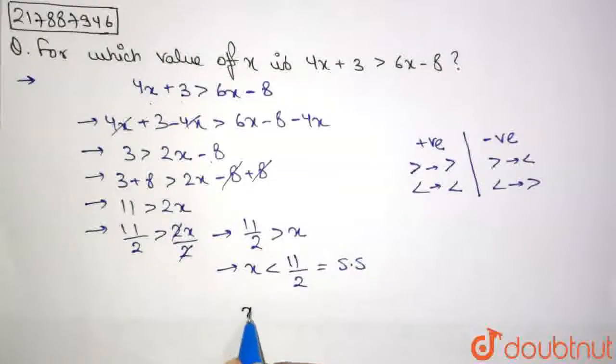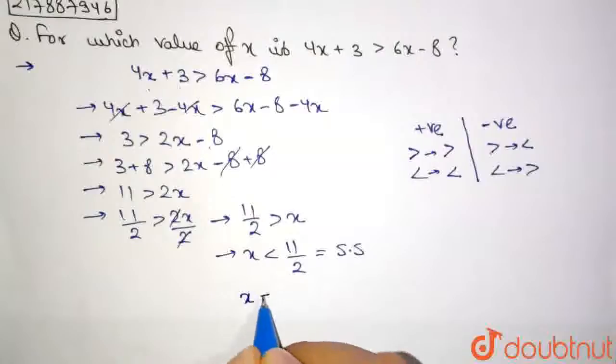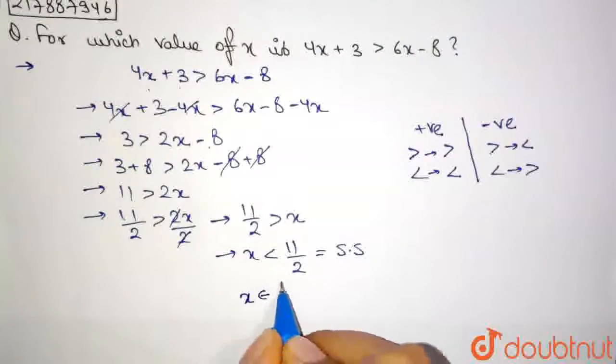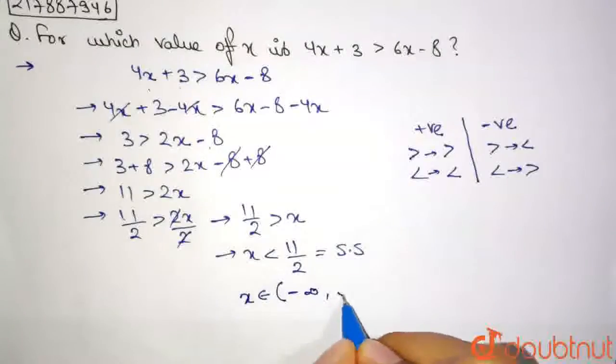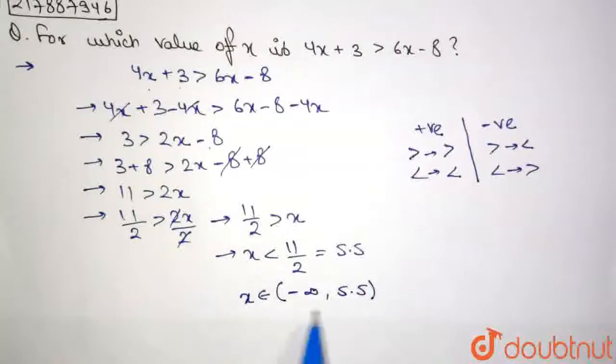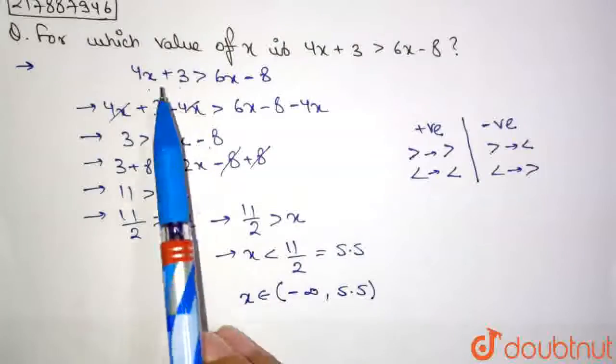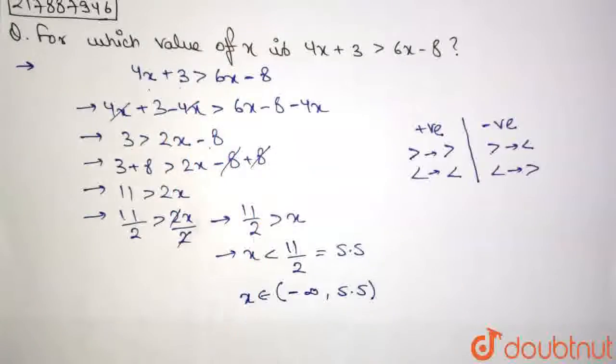So we can write x belongs to minus infinity because less than 5.5. So from minus infinity we can take any value up to 5.5 and I'm using open brackets because in the range 5.5 is not included, because it is less than, not equal to sign is not included over here. Minus infinity to 5.5 is our answer. So any value in this particular range which will satisfy the inequality 4x plus 3 is greater than 6x minus 8 should be our answer.